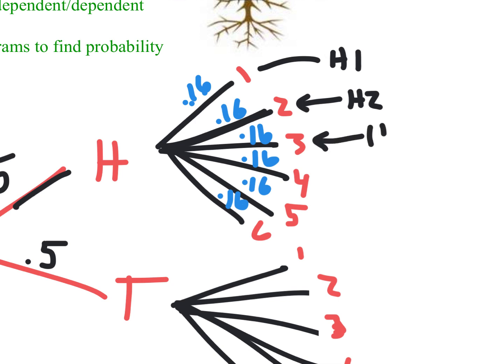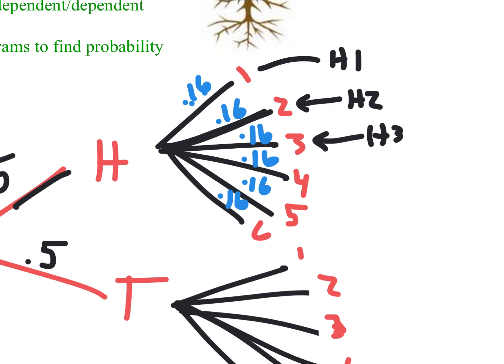This one was heads 3. And the probability of all of them is going to be the same. I don't know what it is, honestly, so I'm going to grab my calculator. I'm going to multiply 0.5 times 0.16, because that's what you do: you multiply the branches. 0.5 times 0.16 is 0.08.